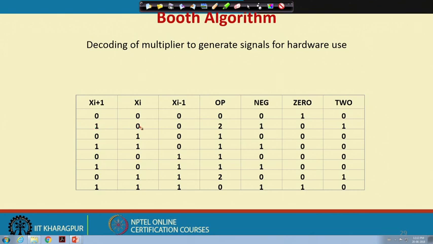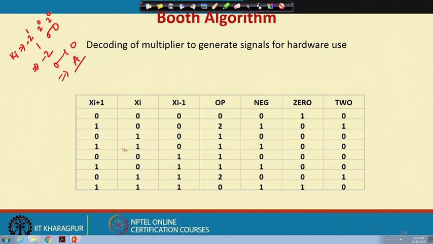If it is 1 0 0, then that will be 2 along with negative, which means this will be minus 2. Why? Because the recoding technique says the position weights are 2 to the power 1, then 2 to the power 0, then 2 to the power 0. So, if the bits are 1 0 0, this will be minus 2. For 0 0 1 or 0 1 0, this is nothing but A, just the 1.